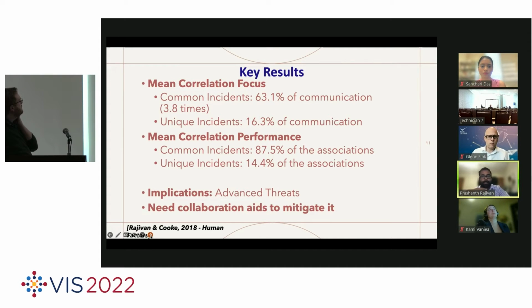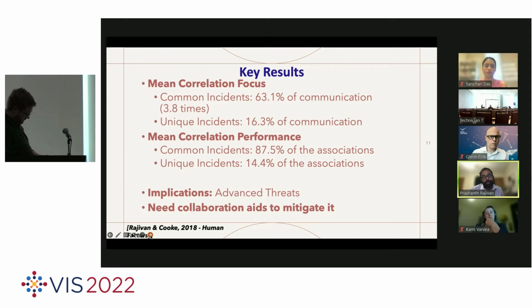And they hardly discussed things that were uniquely available to each person. This was also shown in their performance, where they tended to detect the attacks they already knew about, so the discussion was a waste. A lot of times they missed these unique incidents. We had a condition where we tried to improve this, but I'll save it for later. So that's the idea.